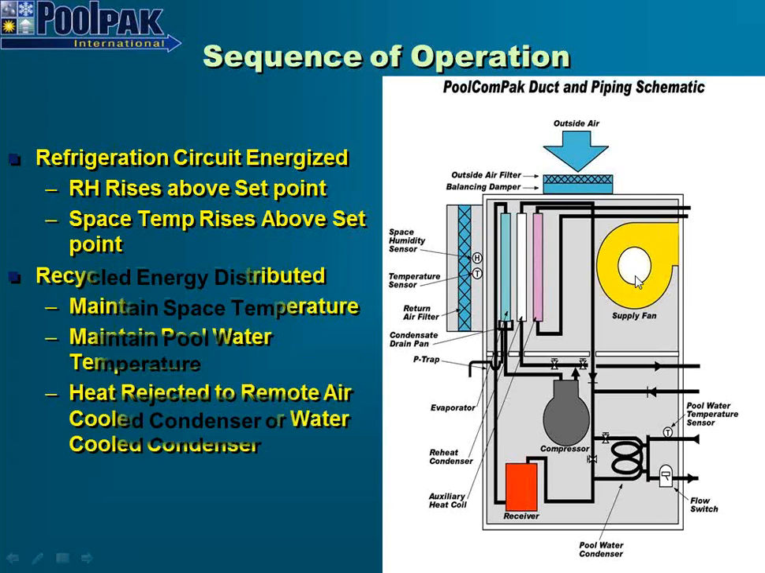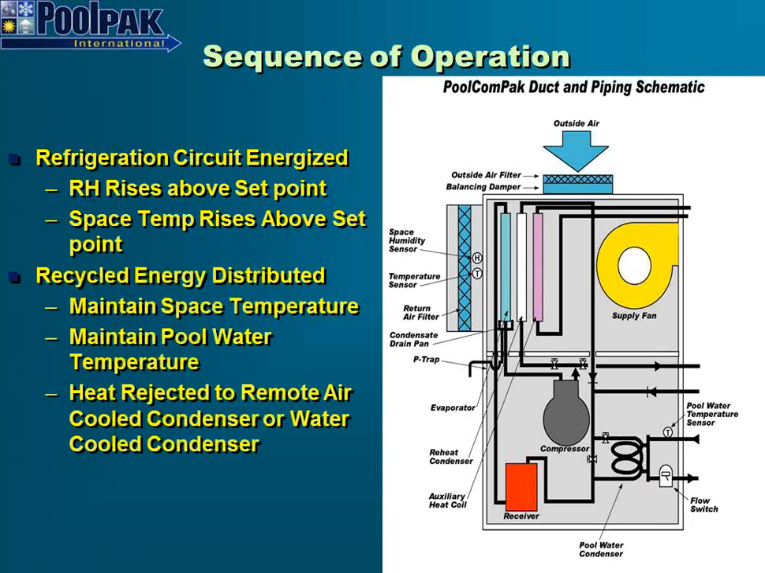Now, the recycled energy, we can use that to either reheat the airstream, as I just described, but if the space temperature is at an acceptable level, we can also reject heat to the pool water. We can heat the pool water using this pool water condenser right here. We'll be piping water from the pool to the pool water condenser, picking up heat from the DX piping, and then reintroducing it back into the pool.